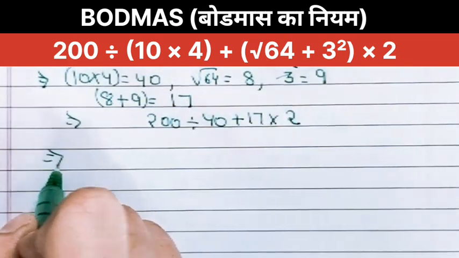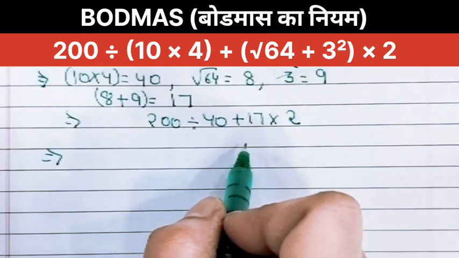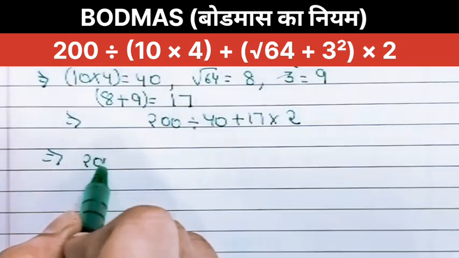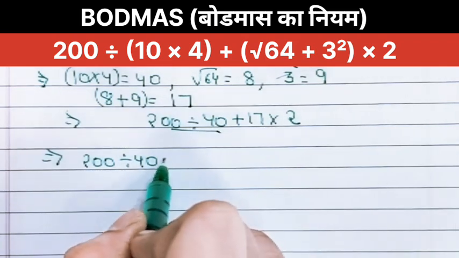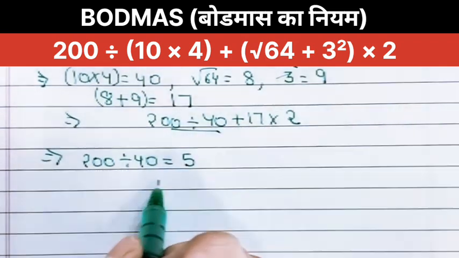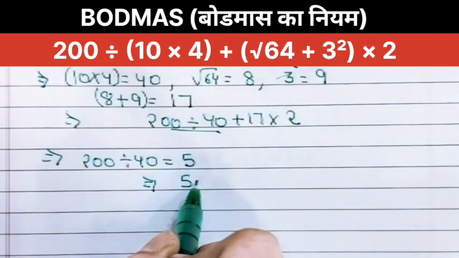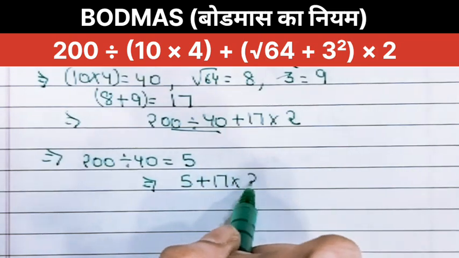So now the current expression becomes 200 divided by 40 plus 17 multiplied by 2. Move to the next step, perform division. Division comes before multiplication and addition. Now first we divide the values. 200 divided by 40 gives you 5 as a result. And now the current expression becomes 5 plus 17 multiplied by 2.